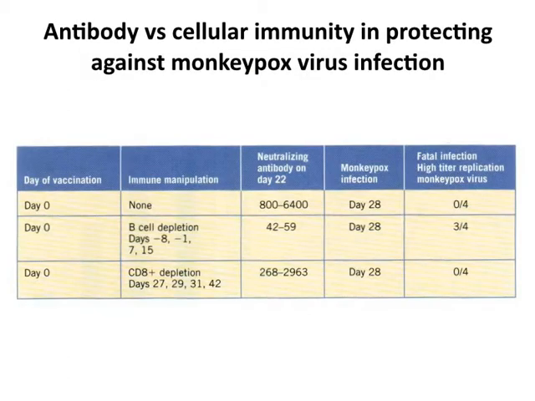Here's an experiment to show you the relative importance of antibody versus cellular immunity. This is an infection of animals with monkeypox virus, a pox virus. And so we infect the animals at day 0, and then we do something to their immune system. Here's the control. We don't do anything. By day 22, they have very high titers of neutralizing antibody in the serum. So these are really, really good titers. You infect them with monkeypox on day 28, and then you're looking for death. So none of these animals die, 0 out of 4. They're protected because they've been immunized with virus on day 0.